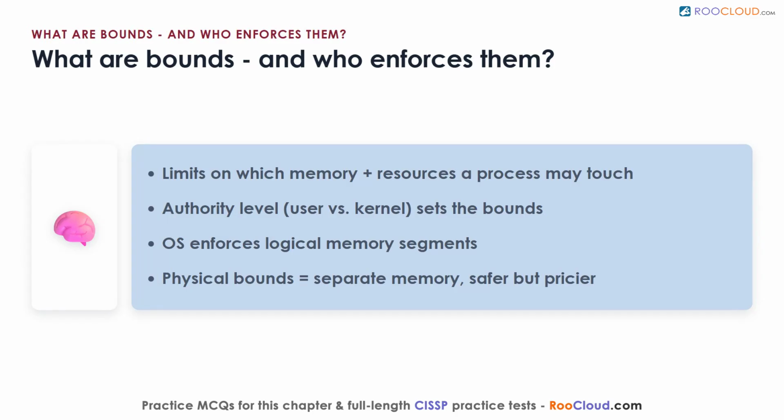Picture assigned seats in a theatre. Logical bounds are painted lines on one long bench, while physical bounds are separate chairs bolted apart.